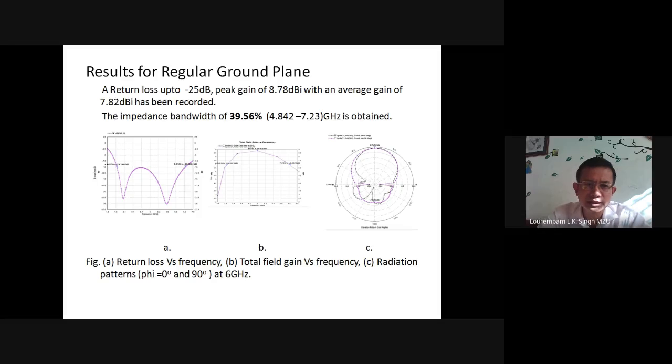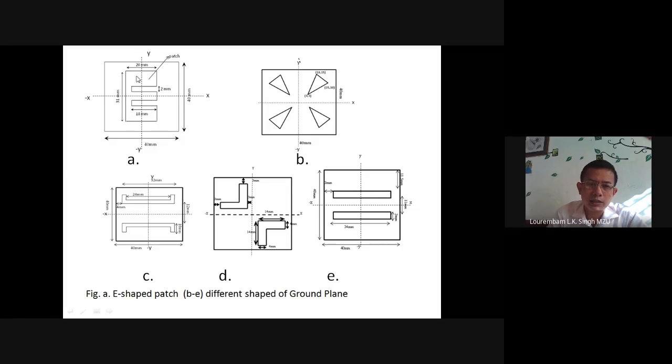So in certain studies, the result may not be interesting for some people. Our intention is that if we put this ground plane, it will replace the regular ground plane. Regular means where there are no cuts. It is replaced by this kind of shapes. A is considered the conventional one, and B, C, D, E are the different shapes of the ground plane which we have introduced, and these values are optimized values.